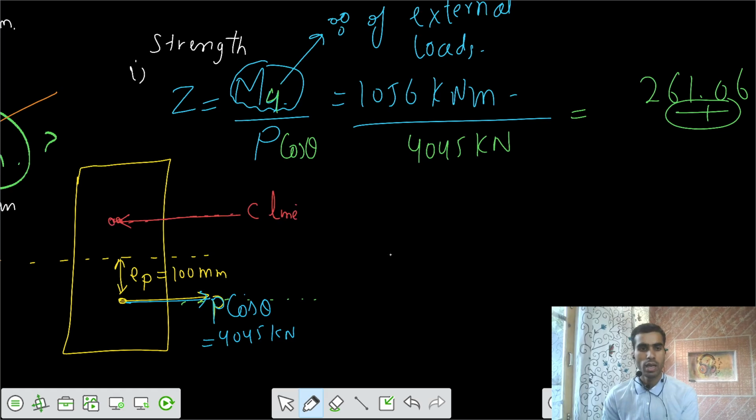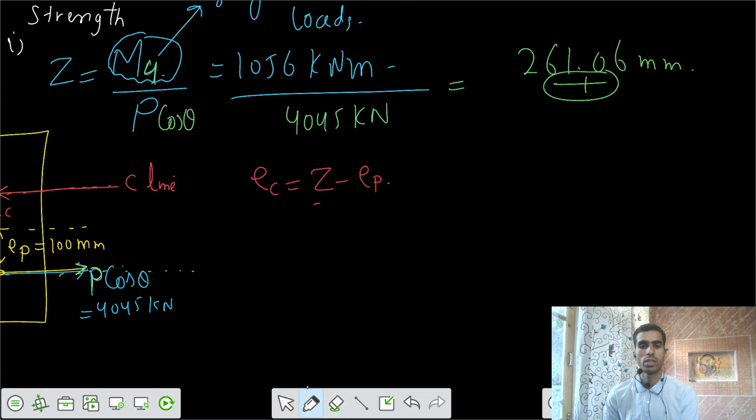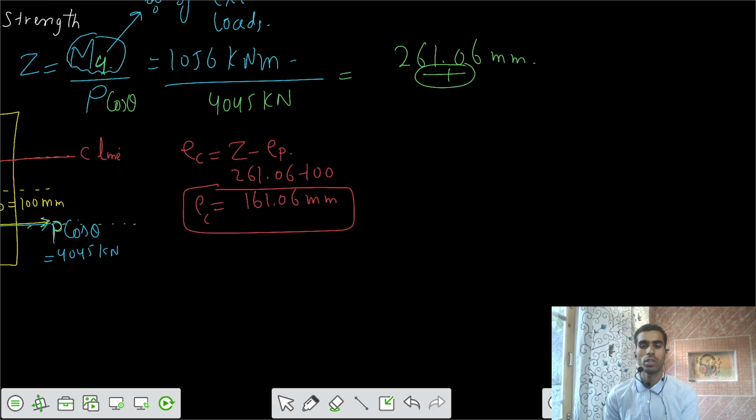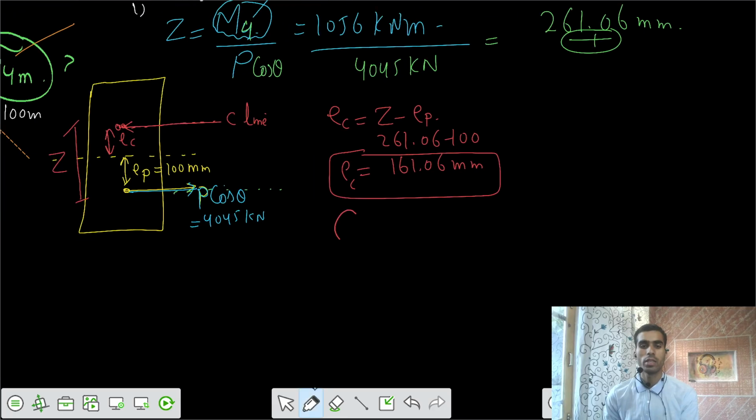So this point is, what is this value of EC? Now I can call it as EC, and our Z was this part. So I would say your EC is equal to Z minus EP, that is 261.06 minus 100 millimeters, which is 161.06 millimeters, and that's above the neutral axis. So our calculations would be based on this actual EC value. Our strength concept is based on C force and its EC eccentricity from the neutral axis.